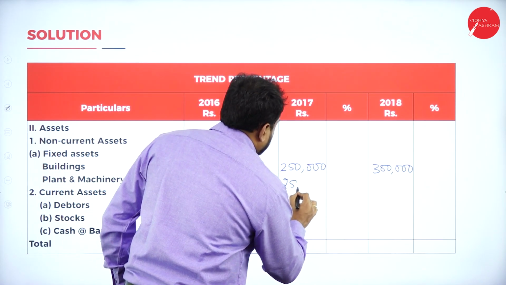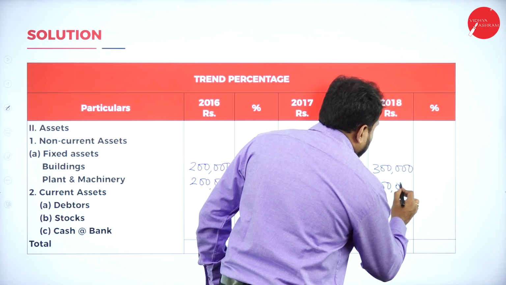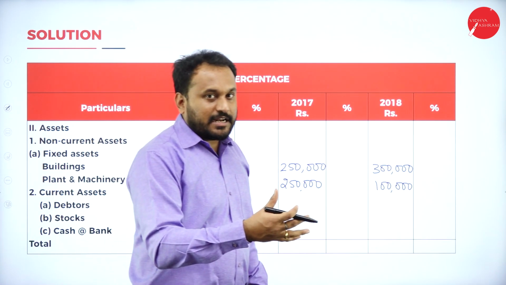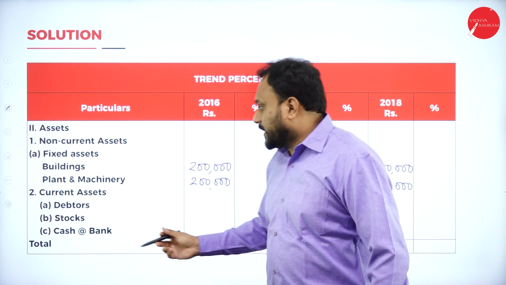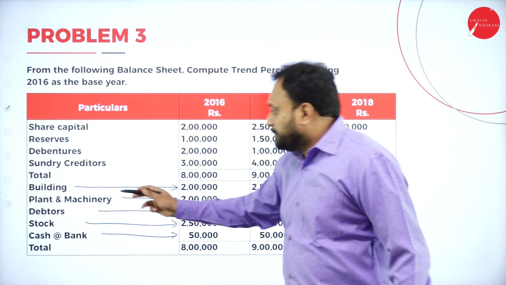2 lakh 50. And then we have 1 lakh. What is that I'm doing here? I'm just copying it and pasting it. That is what I'm doing here. Next is what? Building and plant is done. Next we have building and plant is done.